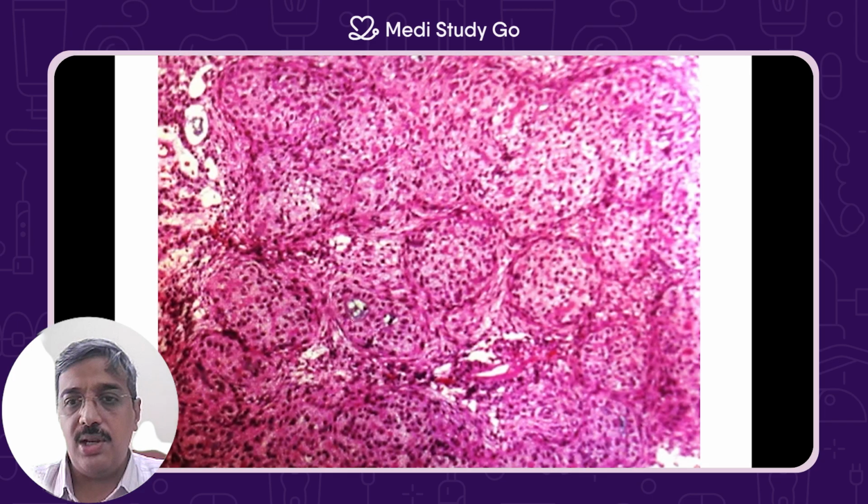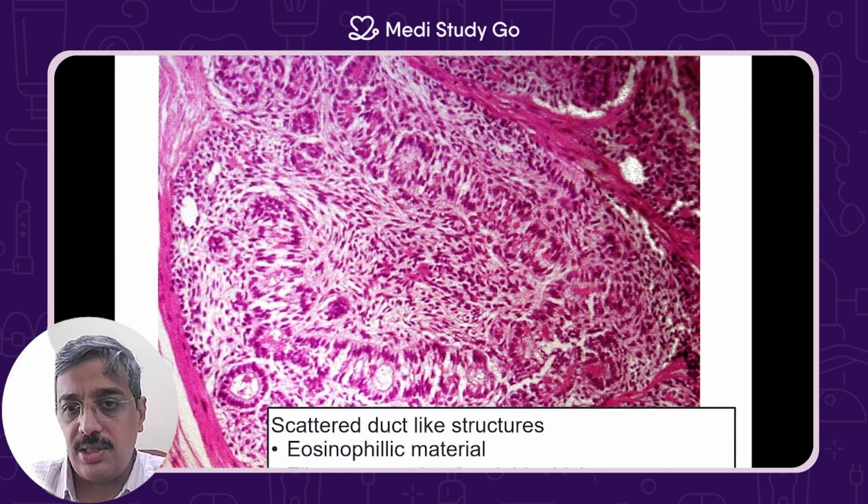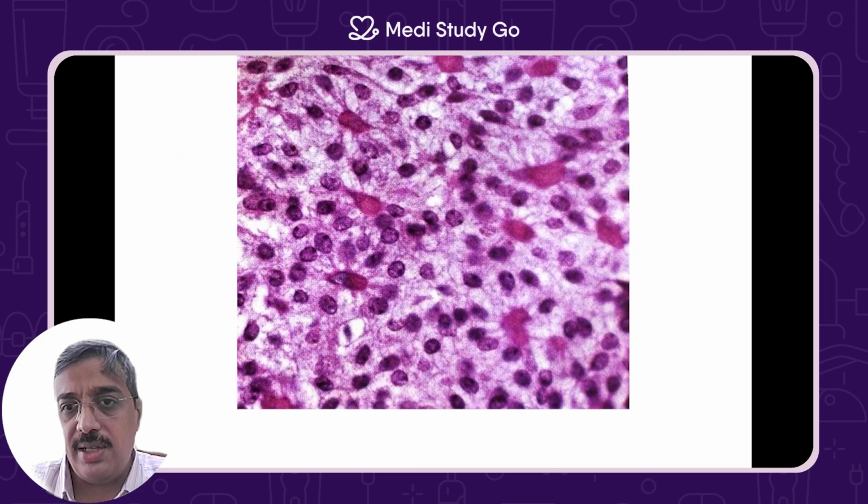If you look at the histology, you'll see a solid tumor, and thin fibrous septae separating these nodules will be there. And these nodules may be interspersed with small duct-like structures. These duct-like structures can be interspersed with spindle-shaped cells. So as you can see here, there are some spindle-shaped cells, and ducts are also seen in this particular region, and in between that there will be eosinophilic material.